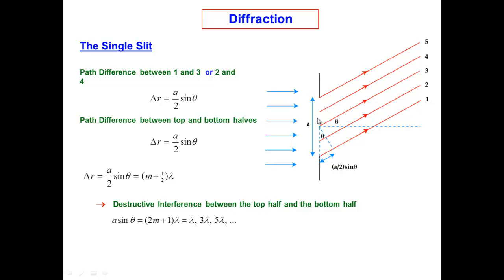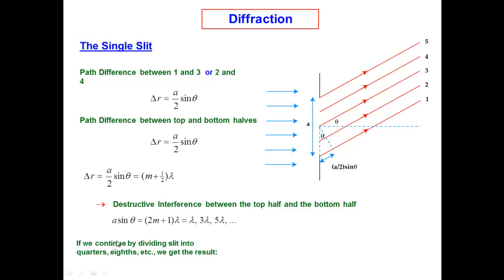We could now divide each half in half, so that we would now be dividing the slit into quarters. And we could play the same game of matching up the different paths and determining their path difference. If we divide the slit up into quarters, we'd get the same kind of result, except it would be a over 4 sine theta. And then when we set that equal to a half integer multiple of the wavelength, we would get different values for a sine theta, but still those that cause destructive interference.